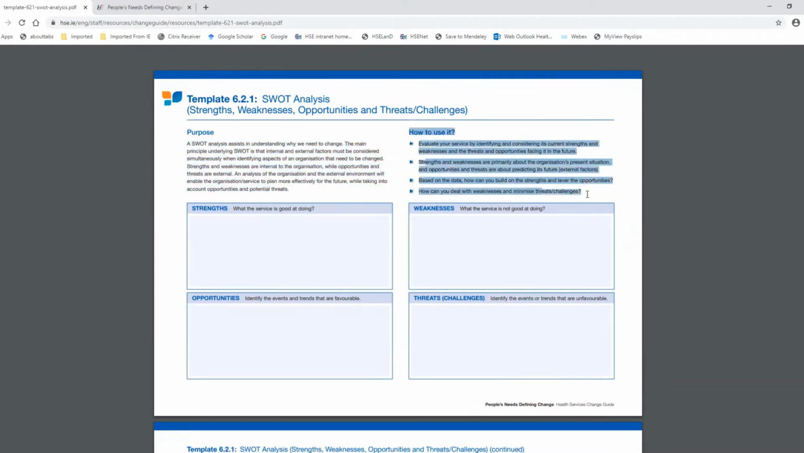So how do you use it? Evaluate your service by identifying and considering its current strengths and weaknesses, and the threats and opportunities facing it in the future. Strengths and weaknesses are primarily about the organization's present situation, and opportunities and threats are about predicting its future. Based on the data, how can you build on the strengths and leverage the opportunities? How can you deal with weaknesses and minimize threats and challenges?